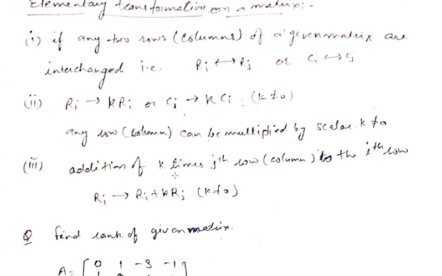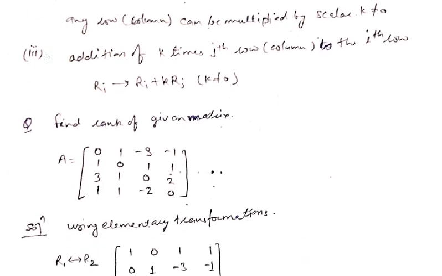And the third elementary transformation is addition of k times. K is again a non-zero scalar. Addition of k times the jth row to the ith row, that is Ri can be replaced with Ri plus k times Rj. So using these three elementary transformations, we will calculate rank.